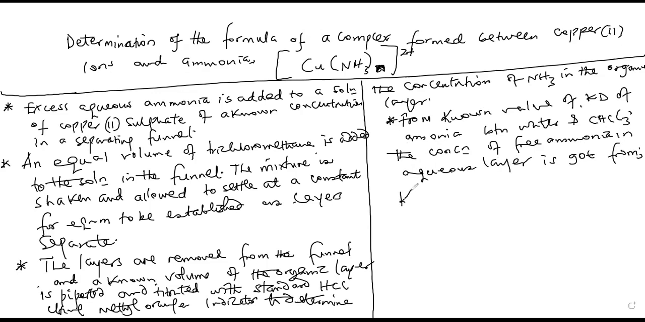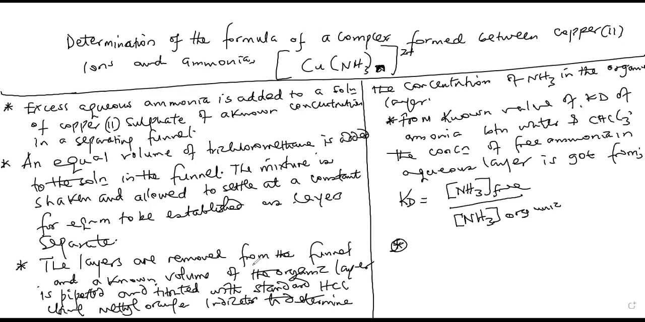Kd is equal to the concentration of free ammonia over the concentration of ammonia in the organic layer. So this expression gives us the concentration of free ammonia, which will be Kd times the concentration of ammonia in the organic, which we have gotten from step two. After removing the layers, we prepared a known volume of organic, titrated against hydrochloric acid, and determined the concentration of ammonia in the organic layer. When we know the Kd, we get the concentration of free ammonia. After getting that, we go ahead.